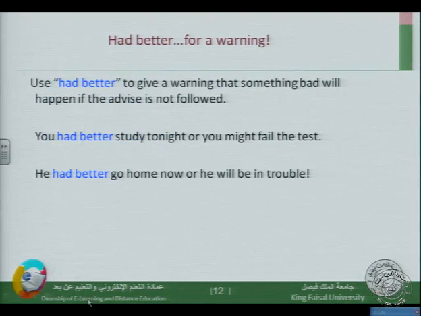Had better is used for warning, to warn something. You use had better to give a warning that something bad will happen if the advice is not followed. Do you understand the meaning of had better, or how to use them? Sorry. For example, you had better study tonight or you might fail the test. You had better study English or speaking course or you might fail to speak very well. You had better go home now or he will be in trouble.